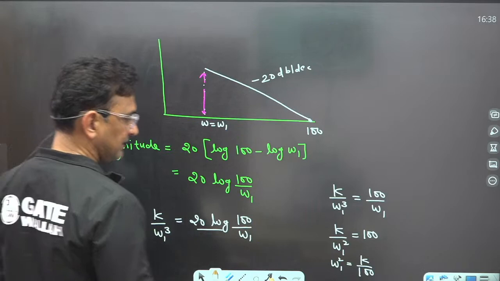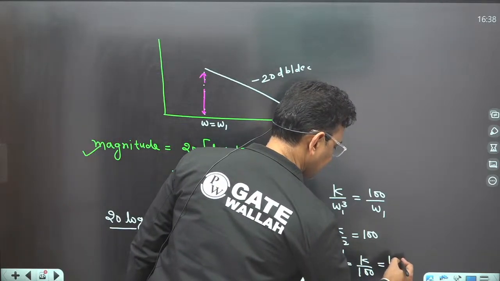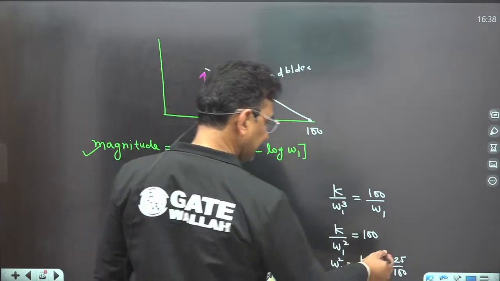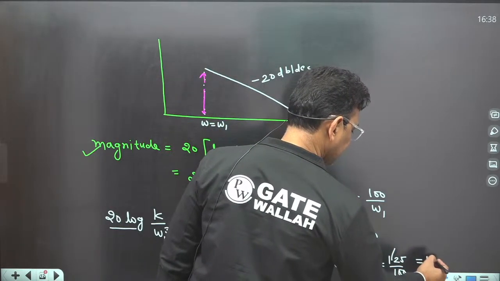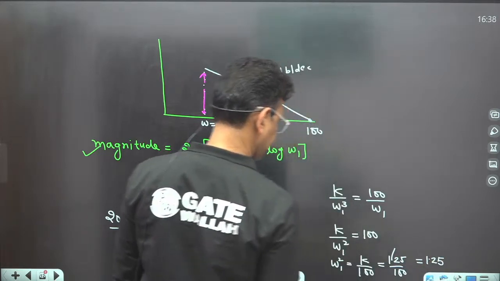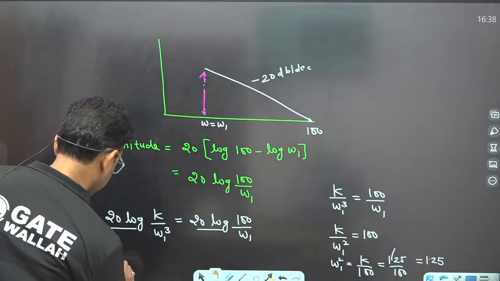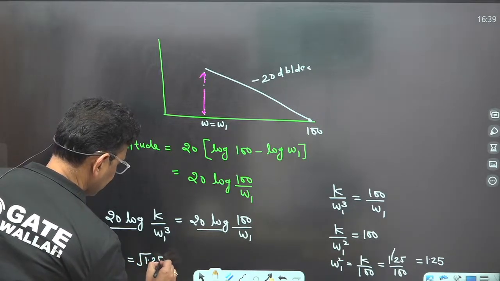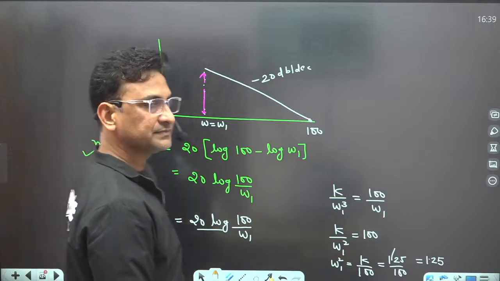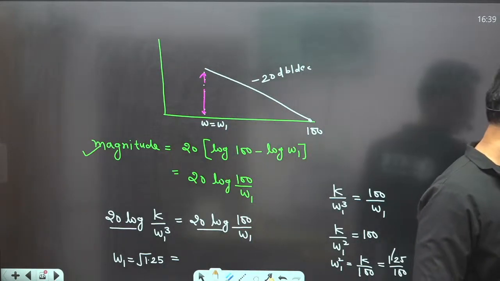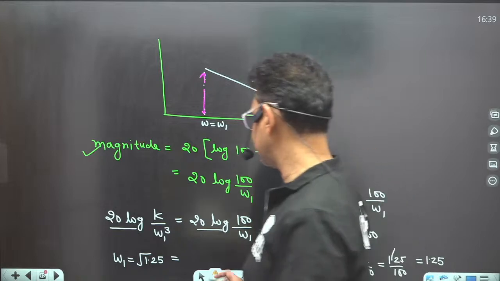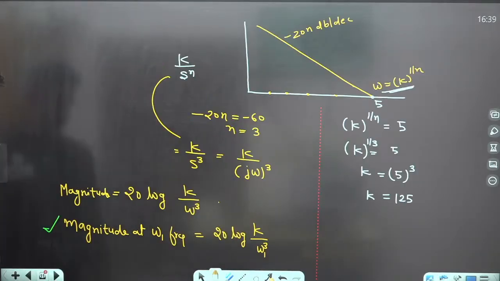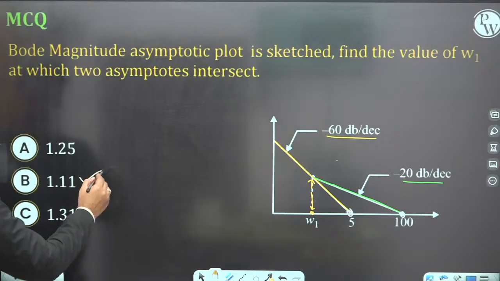So put the value here. 125 divided by 100. It will be 1.25. Now the omega 1 will be under root of 1.25. Find out what will be the answer. 1.118. 1.11 is the correct answer. Clear?